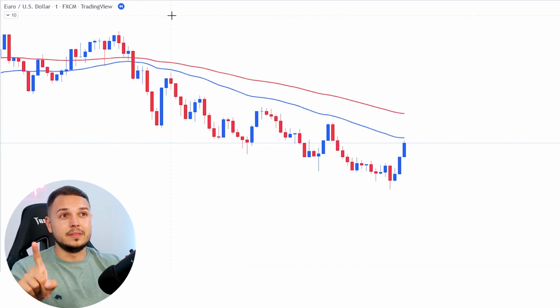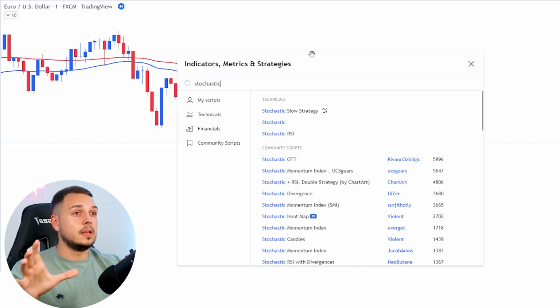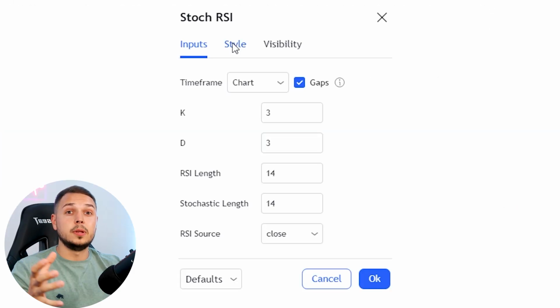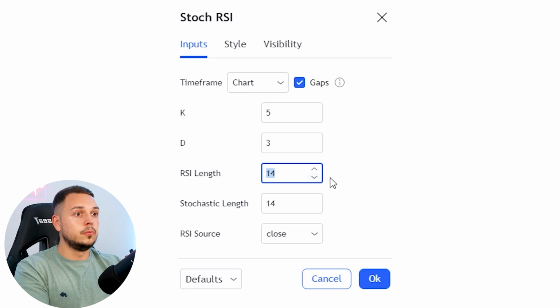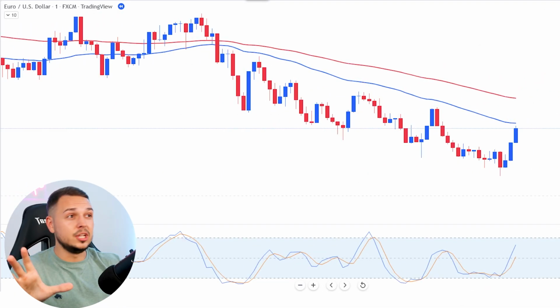Now we will need one more indicator. Use the indicators tab once again and type in stochastic. Once you've written down stochastics, under technicals it will have stochastic RSI. We will need this one, so click on it. Now hover down to the stochastic lines, double click on it, and it will open up the inputs tab. Follow along because we want to change a few parameters. Change the K from 3 to 5, leave D as it is, and RSI length to 3 as well. So 5, 3, 3, stochastic length 14. Doesn't matter, don't touch it, we don't need it. Click OK once done.